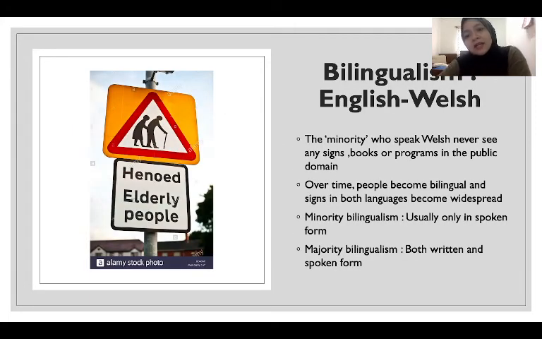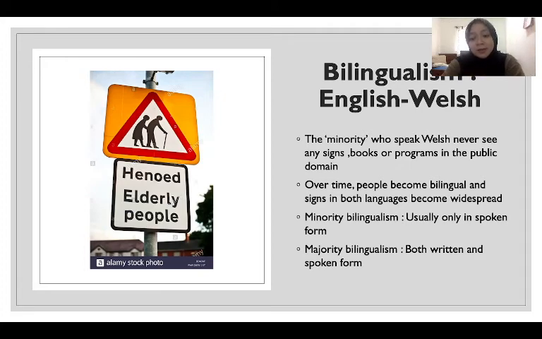Alright, next is an example of bilingualism, English and Welsh. The minority who speak Welsh never see any signs, books, or programs in the public domain. So from here we can understand that Welsh sounds like a vernacular, because vernacular languages are not written. You can find vernacular languages only in spoken form. So this is an example for the Welsh language, where the minority who speak Welsh never see any science books or programs in the public domain.